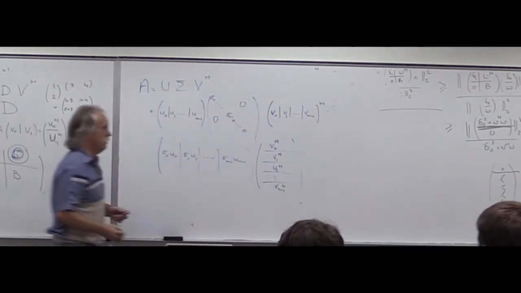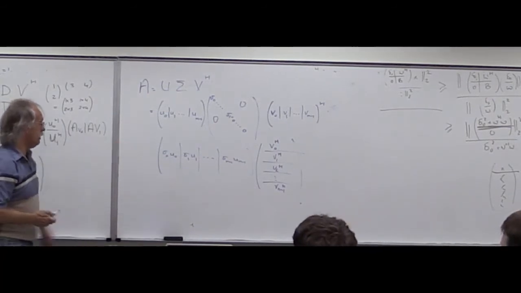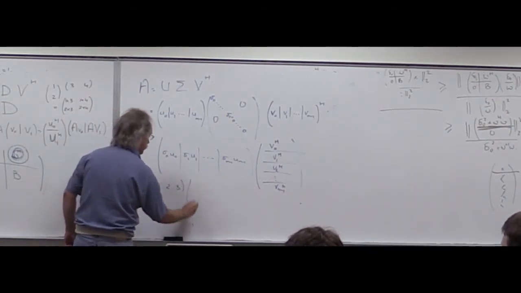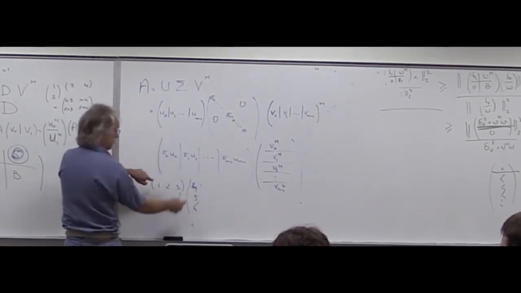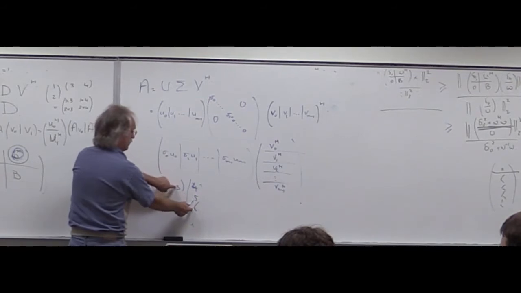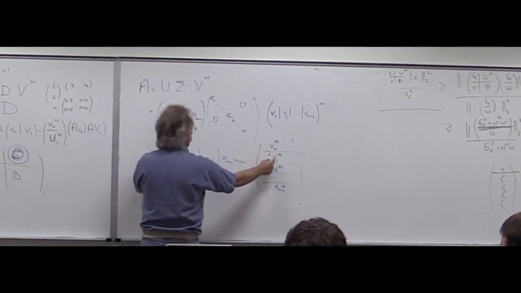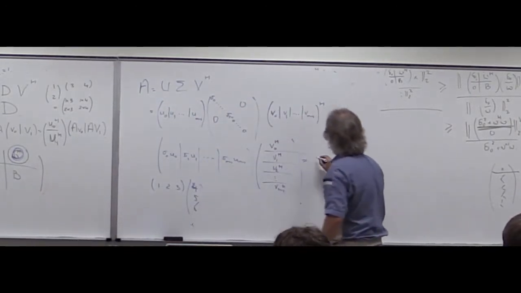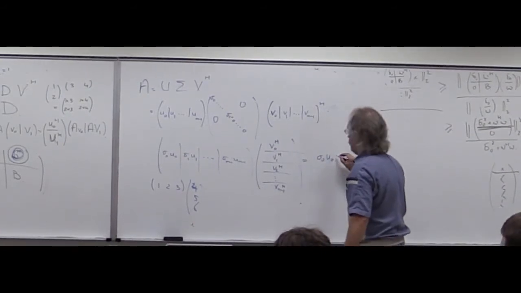Fair enough? Now, how do I think of this? I always go back to having individual entries. I do this times that plus this times that plus this times that. So if I have a bunch of symbols here, it's this times that plus this times that, etc. So what we get is sigma 0 times u0 times v0 Hermitian transpose.